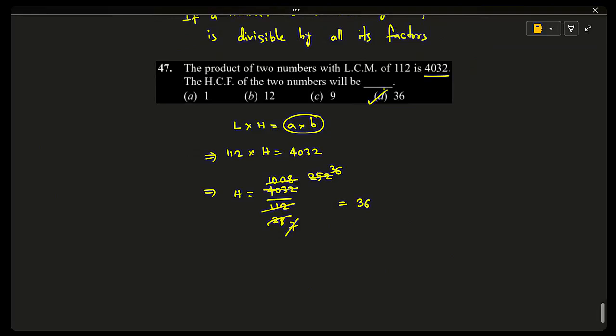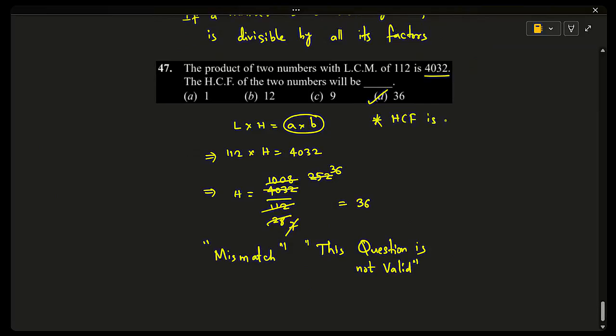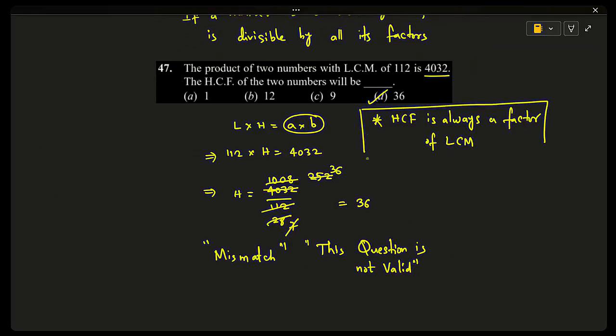Students, actually there is a mismatch in the question. This question is not valid. Actually you'll be getting a free mark if you get a question like this. Why? Because we have a property that HCF is always a factor of LCM. Whatever numbers you take, HCF should always be a factor of LCM.